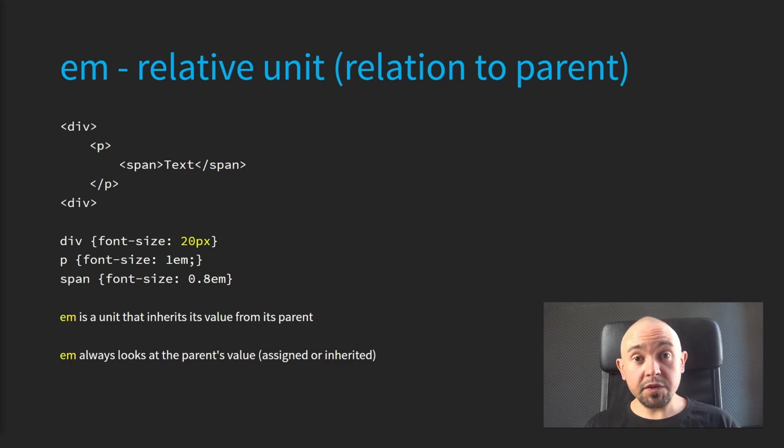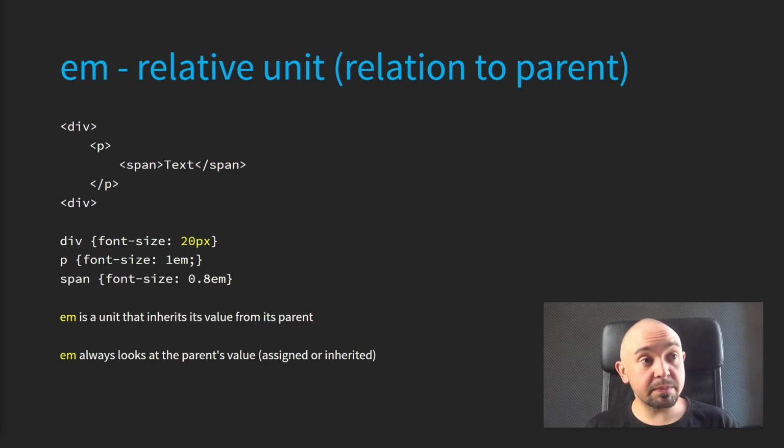The first relative unit is the em unit. It refers to the parent element. The font size of our div tag is 20 pixels. If we did not add anything else, the p and the span elements would inherit this font size from their parent. But we specified the font size for the p element as 1em. 1em means one value of the parent element. So it's really 100% of the value of the parent element. The same value. So in this case, it's also 20 pixels.